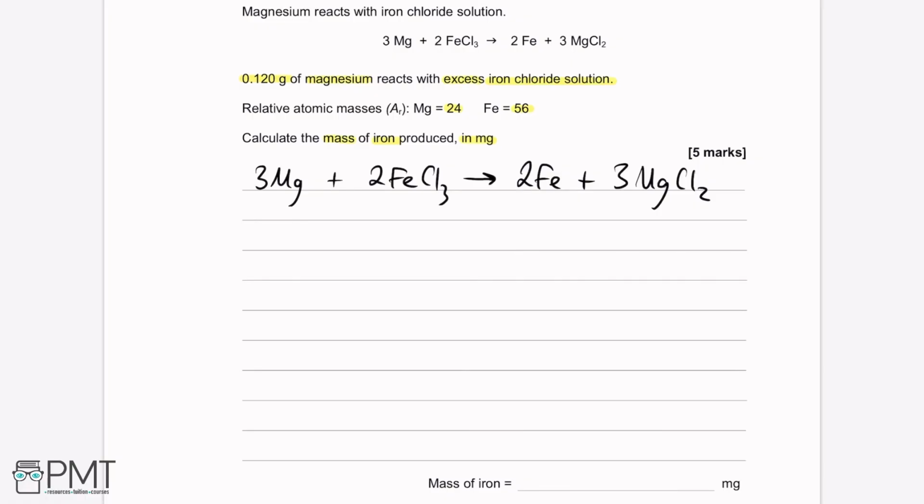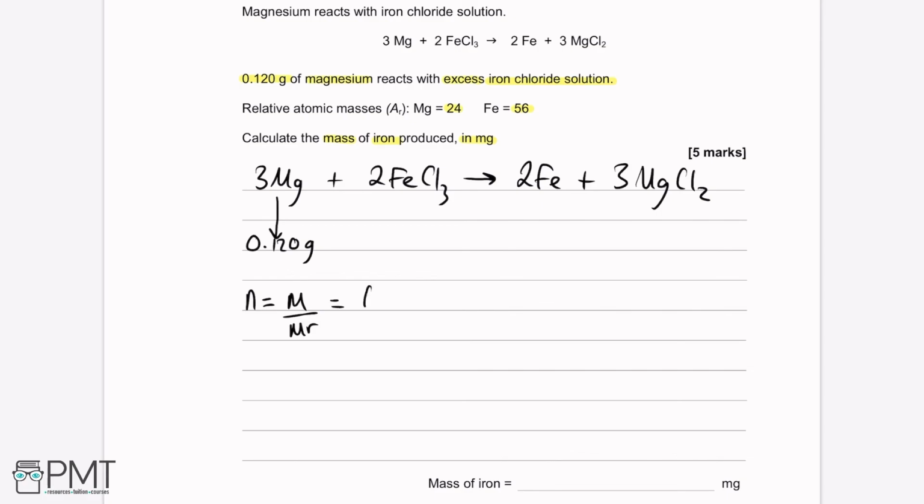So, let's start by using the information that we've been given. So we've been told that 0.12 grams of magnesium reacts with an excess of iron chloride solution. So I'm just going to write that underneath the magnesium, because I've just rewritten the equation here for convenience. So magnesium, I know I've got 0.12 grams of.